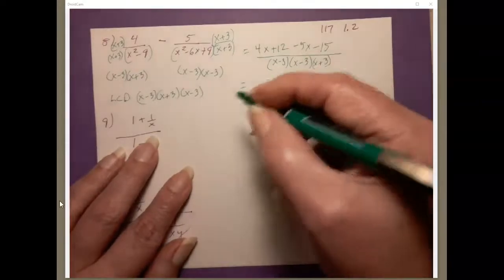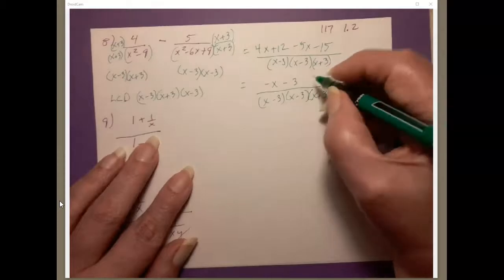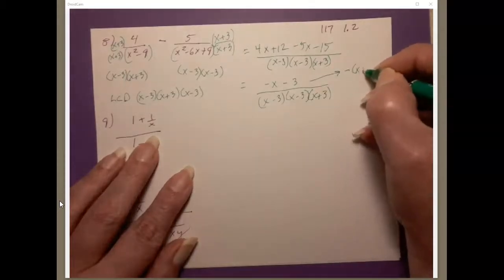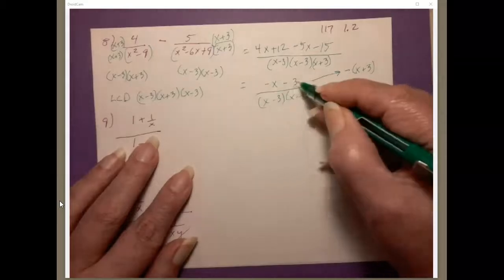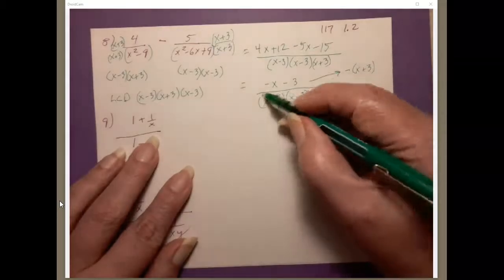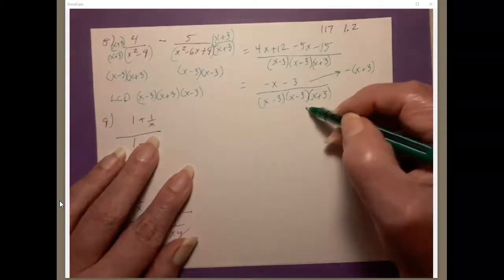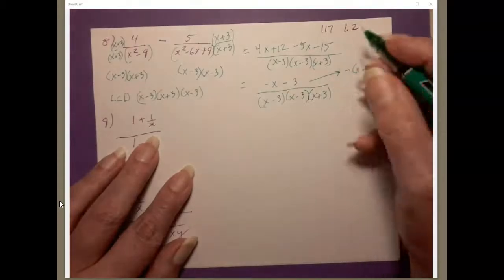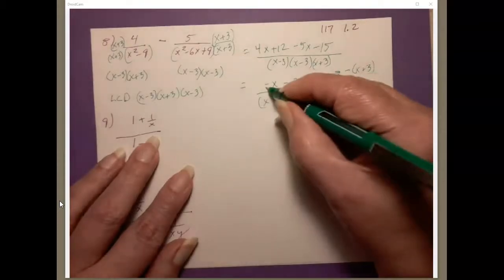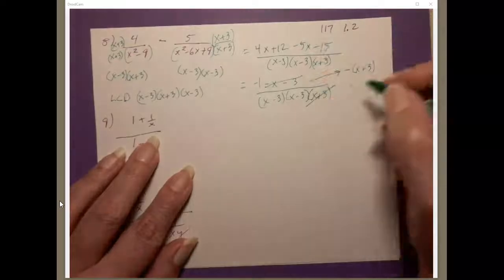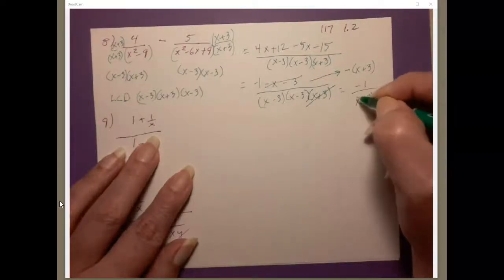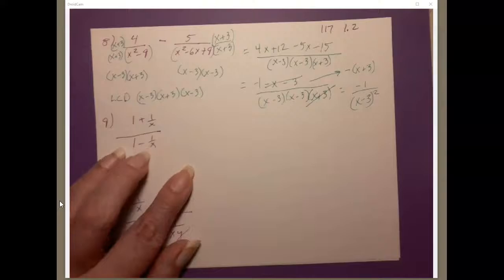This actually equals negative of x plus 3 if I factor out a negative. So I can reduce this negative x minus 3 if they're exactly the same numbers but opposite in signs. Then I can reduce these and be left with a negative 1. So my answer will be negative 1 over x minus 3. And I could write square here, and that would be fine.